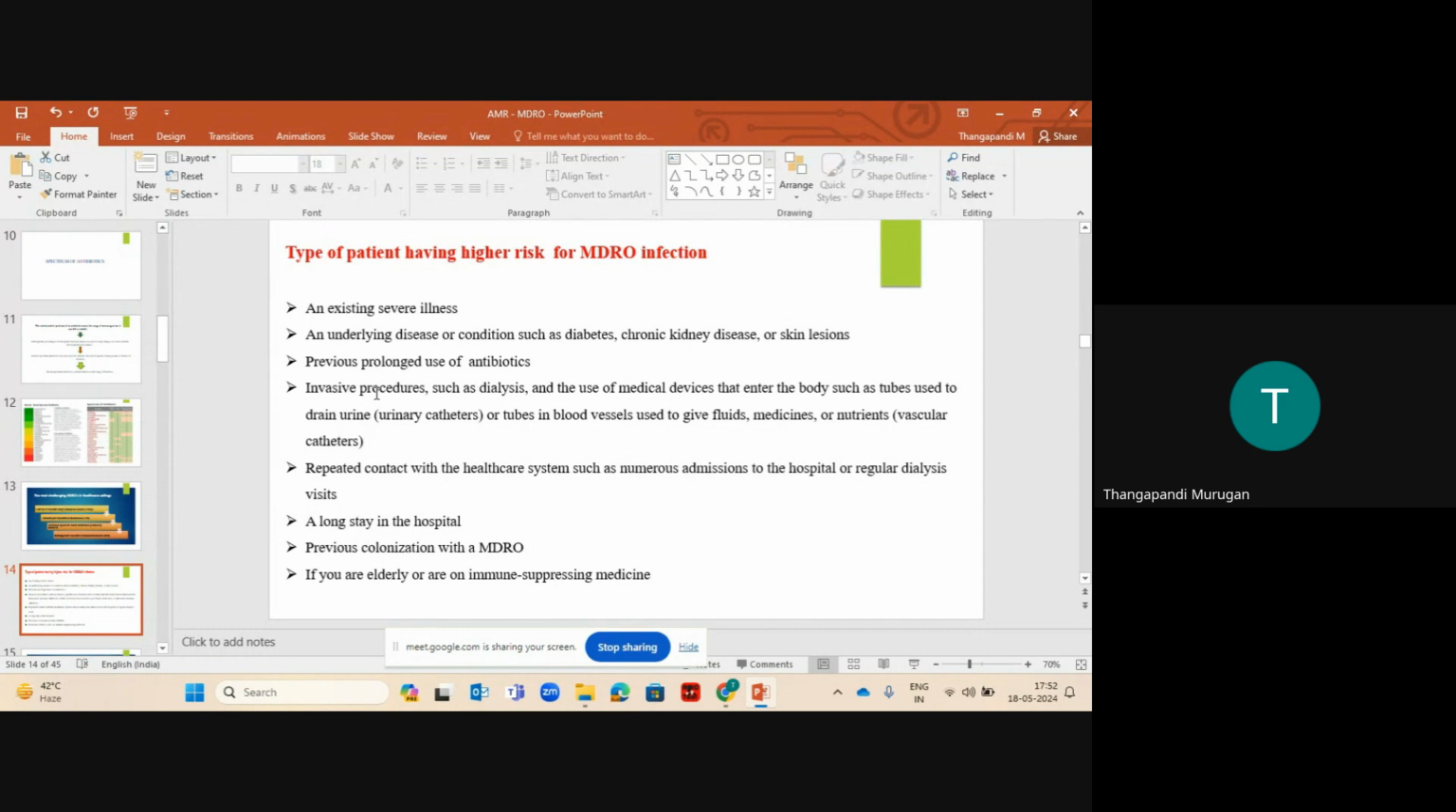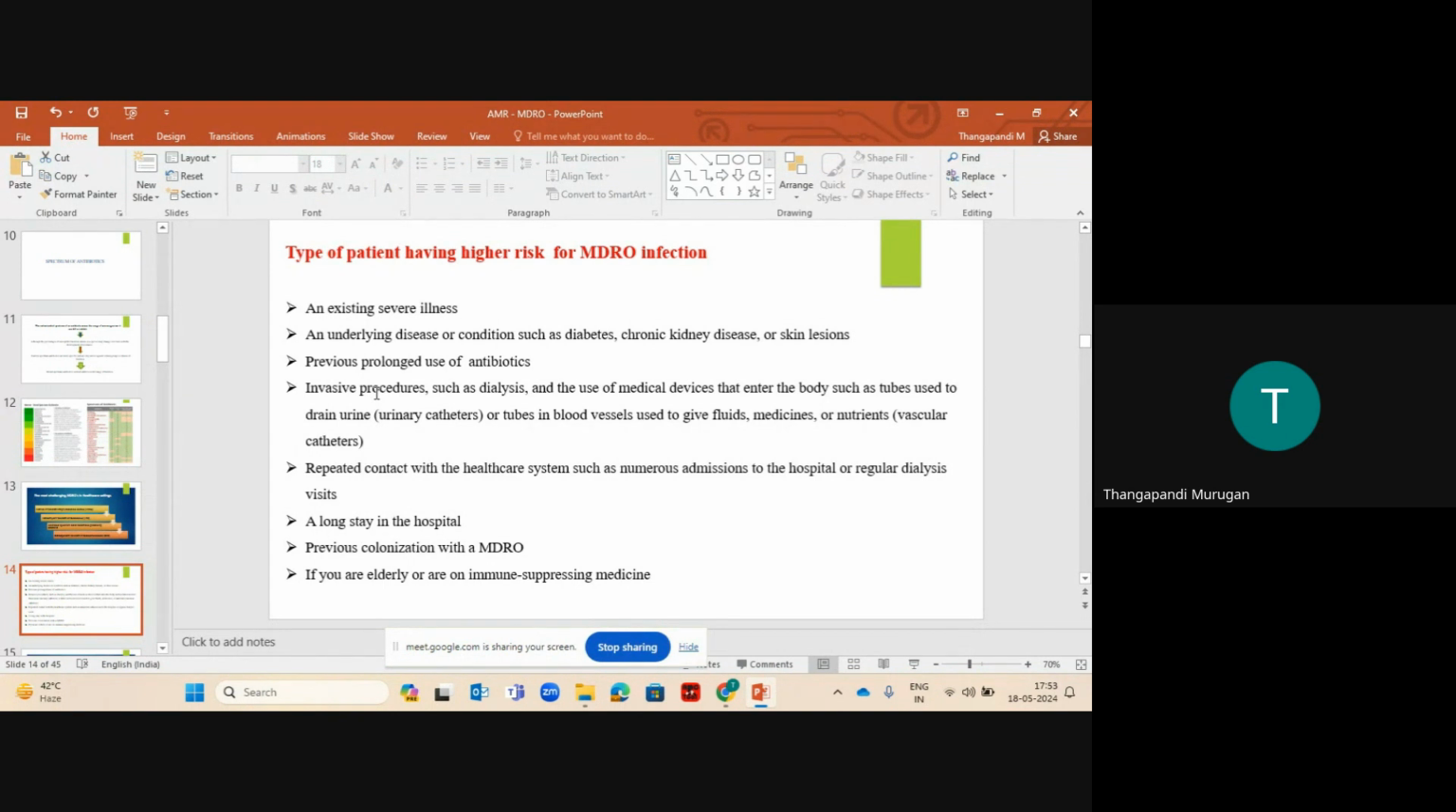And there is repeated contact with the healthcare system. The sad part is that healthcare workers, whether a microbiologist or an ID physician, or those working in high-risk areas like the emergency department and ICU, are also exposed. That is why infection control is so important, so we need to prevent infection from us to the patient and from the patient to us.